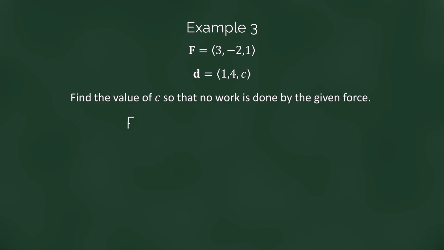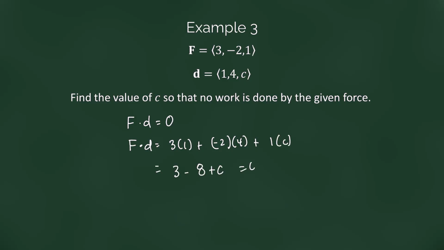So what we're saying here is that we want the dot product to be equal to 0. Well, we know that F dot D is going to be 3 times 1 plus -2 times 4 plus 1 times c. So that's 3 minus 8 plus c, and we want that to be 0, so that's -5 plus c. So c must be 5, making our displacement vector 1, 4, 5. In this case, we know then that our force is acting perpendicularly to our distance, or displacement.